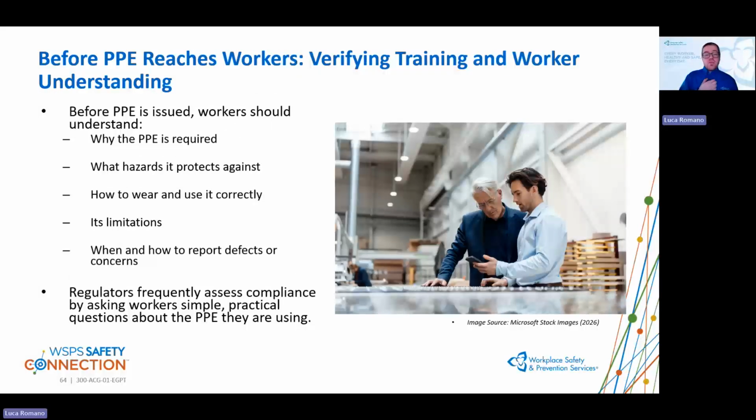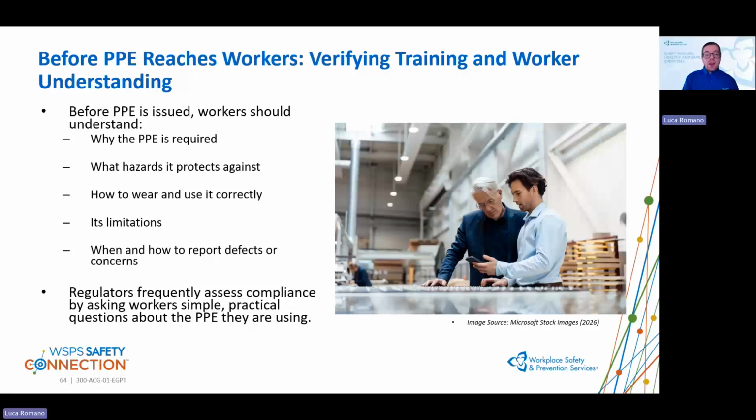The other thing that's very important is to verify training and worker understanding. So aside from there being the potential for fake personal protective equipment, we want to make sure that staff understand why the personal protective equipment is required, what the hazards are that it protects against. In some cases, as a best practice, maybe you want to even include some type of brief information on how to recognize non-compliant or even fake personal protective equipment.